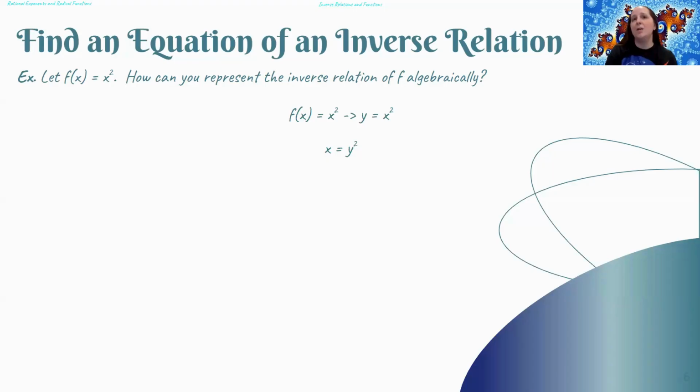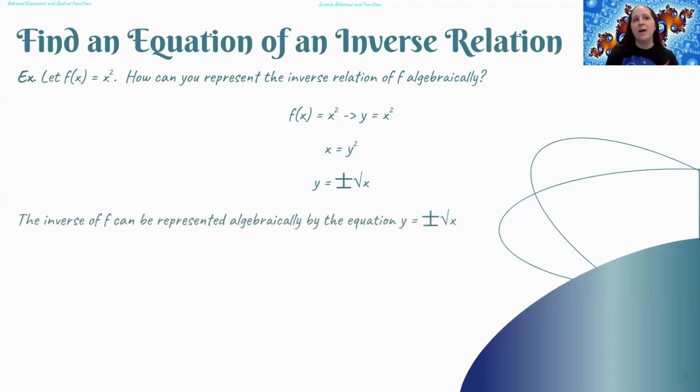So in order to undo that square, the inverse operation of squaring is a square root. So I'm going to square root both sides. So I get y equals plus or minus the square root of x. Okay, the inverse of f can be represented algebraically by the equation y equals plus or minus the square root of x.